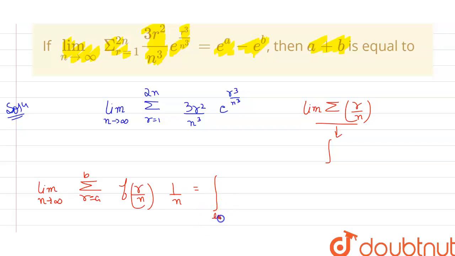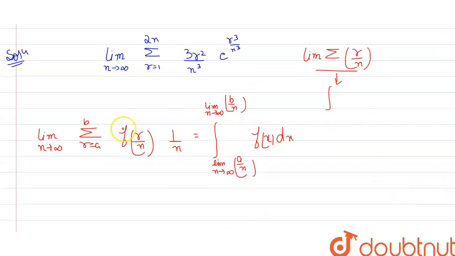the integral where the lower limit will be limit n tends to infinity of a by n, just remember this is a by n, and the higher limit will be limit n tends to infinity of b by n. No confusion, b by n here. And this part is f(x) dx, a function in terms of x. This is the general property for this function.